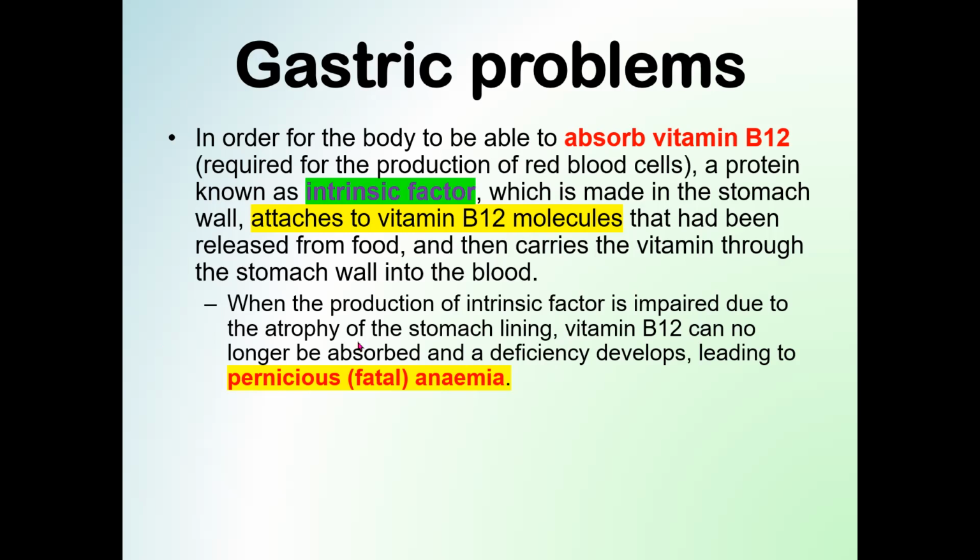Now, if there's a problem with the production of intrinsic factor, the vitamin B12 won't be absorbed. And if you can't absorb the vitamin B12, you can't make red blood cells. And it's a separate sort of anemia, and it's called pernicious anemia. And it's fatal.